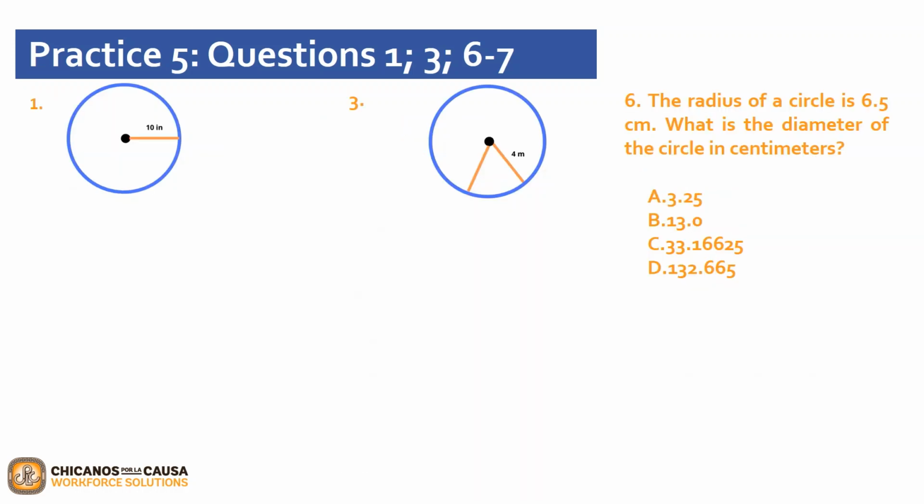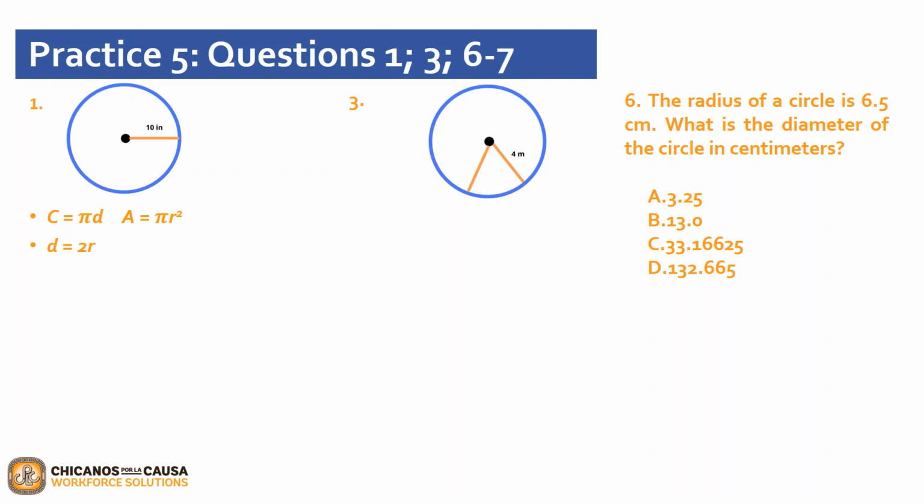Let's start with question 1. For question 1, we are going to find the circumference and the area, which will be the same for question 3. So let's go ahead and get started. For question 1, we have a circle with a radius of 10 inches. We know that the circumference formula is pi times the diameter, and the area is pi times radius squared. So let's start with the circumference.